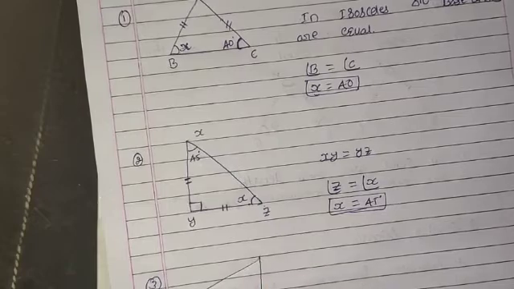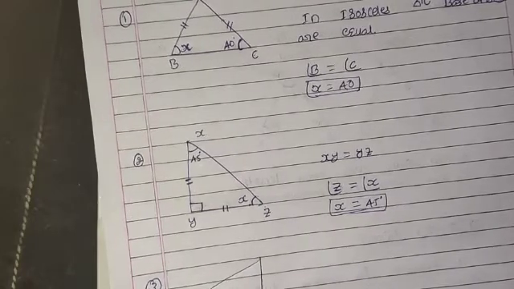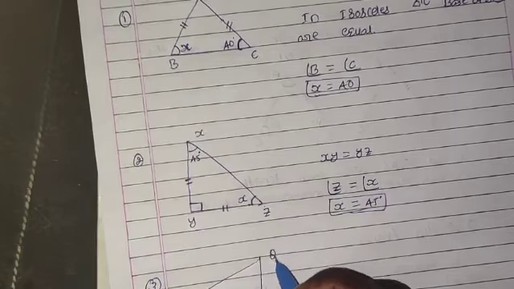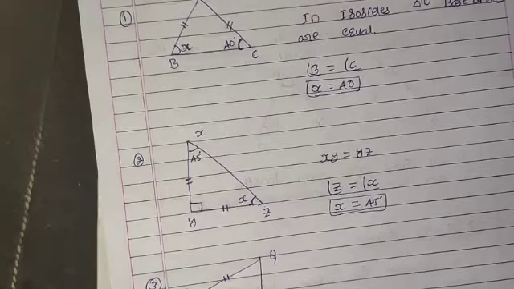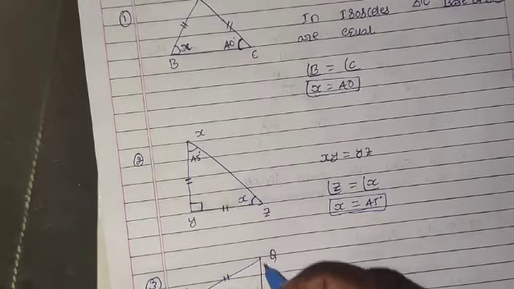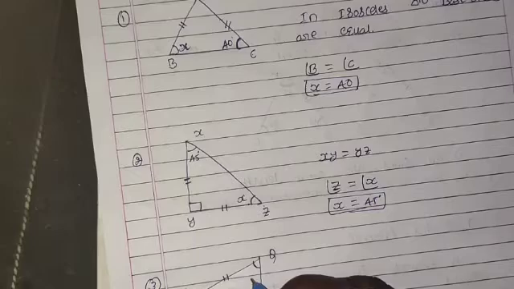You have to draw a diagram like a triangle. This is PQR. In this triangle, PQ is equal to PR, and one of the angles is X, and another angle is 50 degrees. Now we have to find out the value of X.